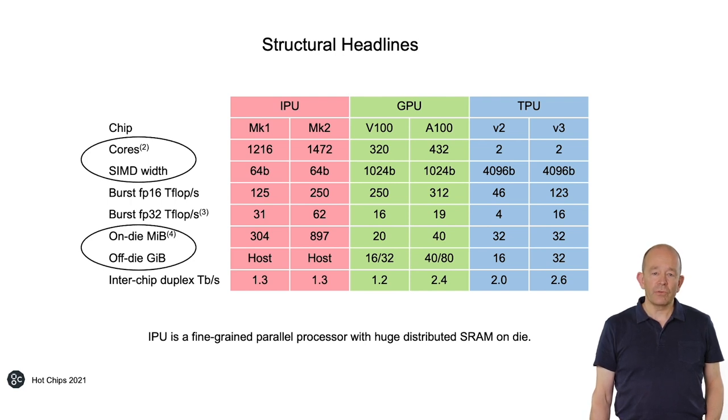IPU's second structural difference is its memory system. IPU uses its large on-chip SRAM to avoid the need for high bandwidth to off-die DRAM. IPU still uses DRAM, of course, for larger models, but that DRAM is much cheaper server-class DDR attached to its host. I'll come back to demonstrate this later.